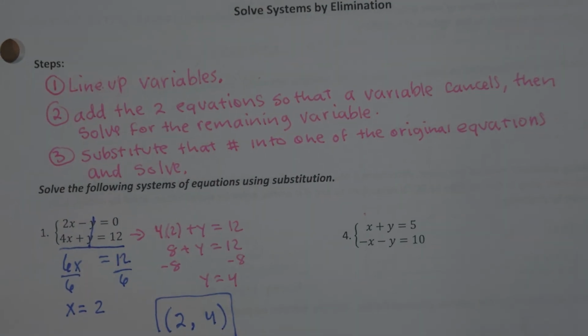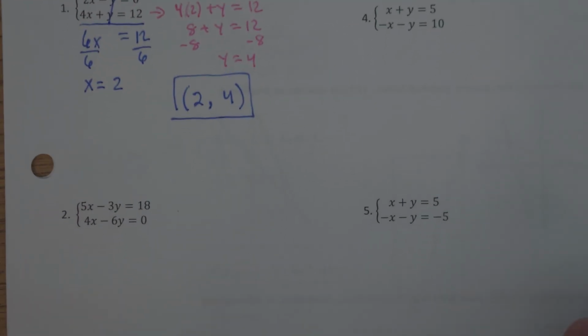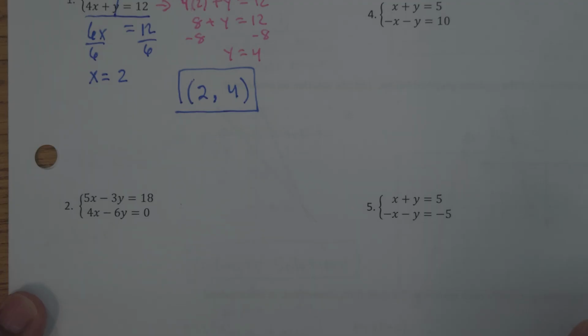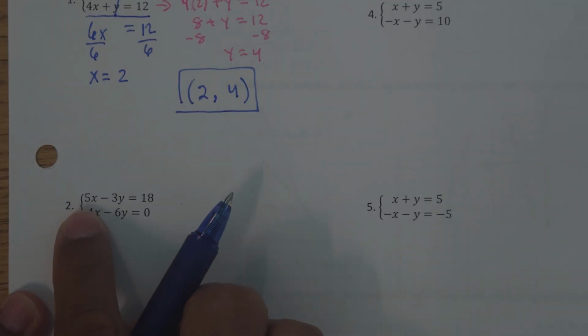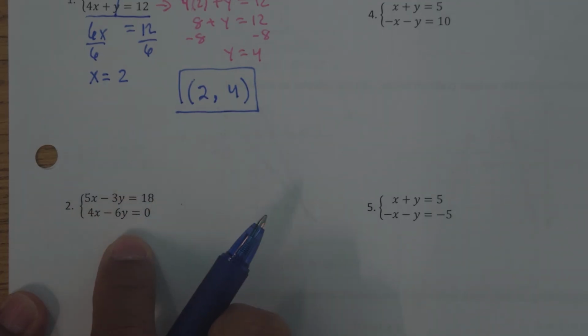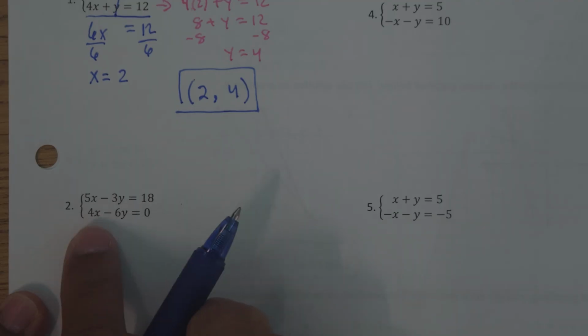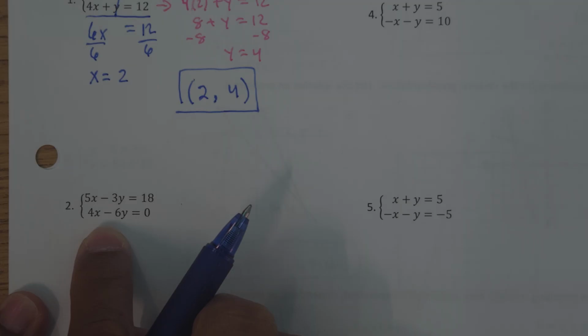Okay? All right, so let's move on to example number 2. So for example number 2, notice that the x's line up and the y's line up. But in this case, we can't cancel anything out just by looking at this. So in this case, what you do is you're going to multiply. But keep in mind, which variable do you want to cancel first?